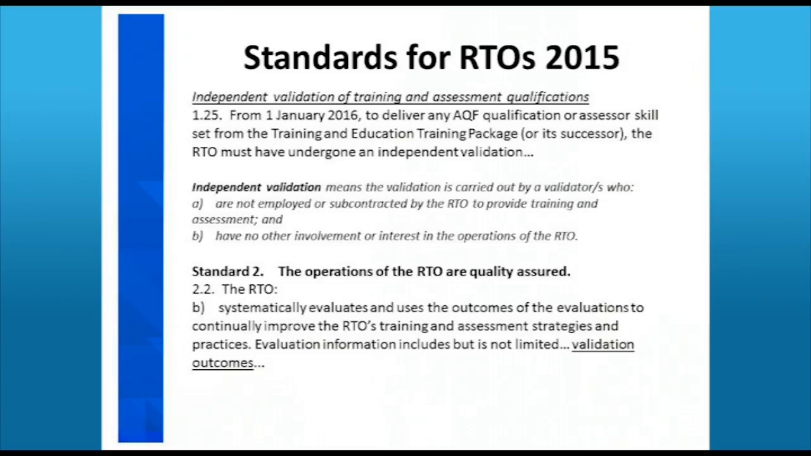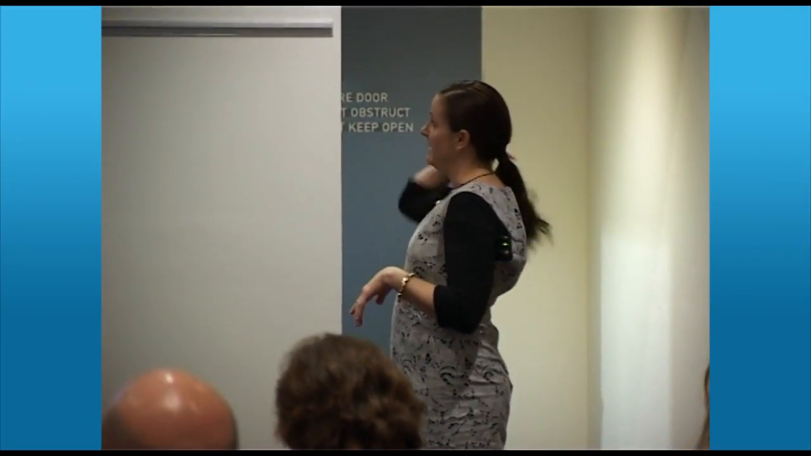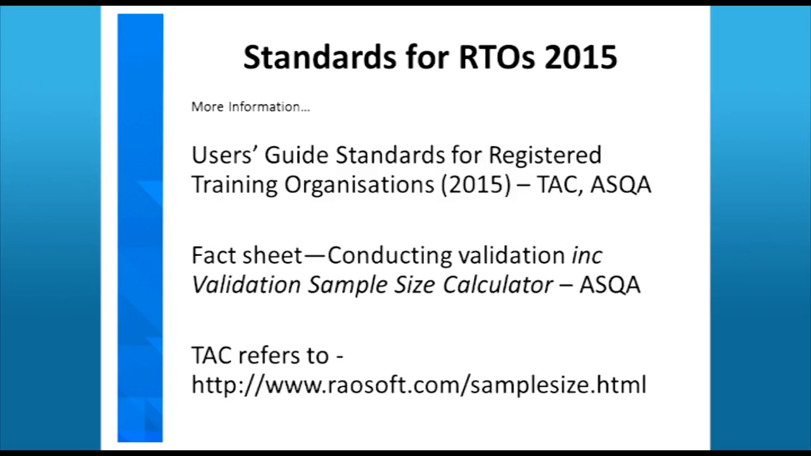And then finally, the RTO systematically evaluates and uses the outcomes of evaluations. Again, this is talking about moving into the quality assurance part of the standard, so standard 2. Now, we can go on forever and talk more about this, and there's so much out there now. I would encourage you to go to the user's guide, which has the standards, which has been written by TAC and also ASQA. They're both pretty much written the same, except they have a couple of different references that they refer to.